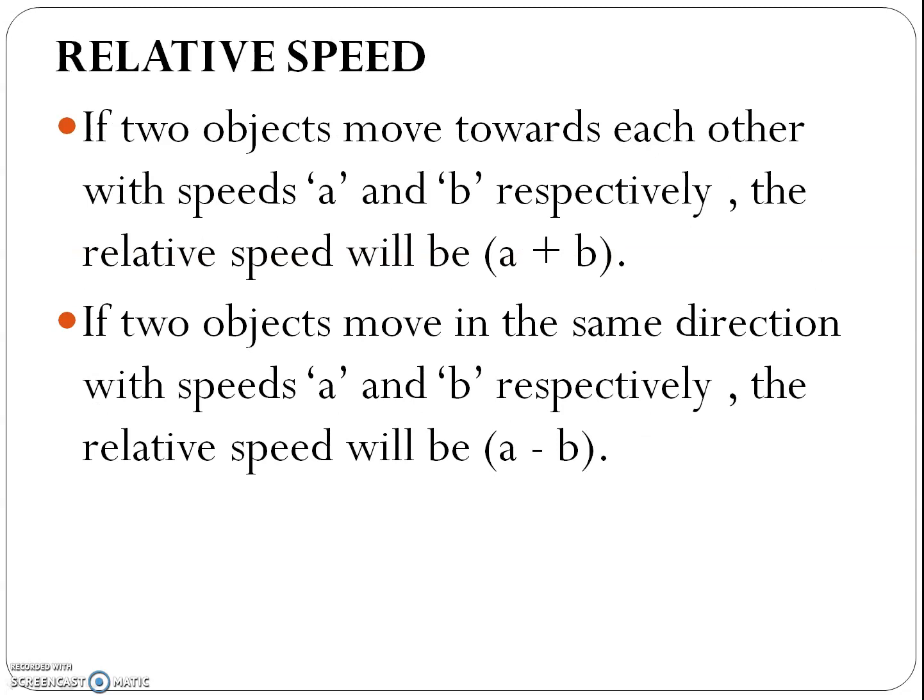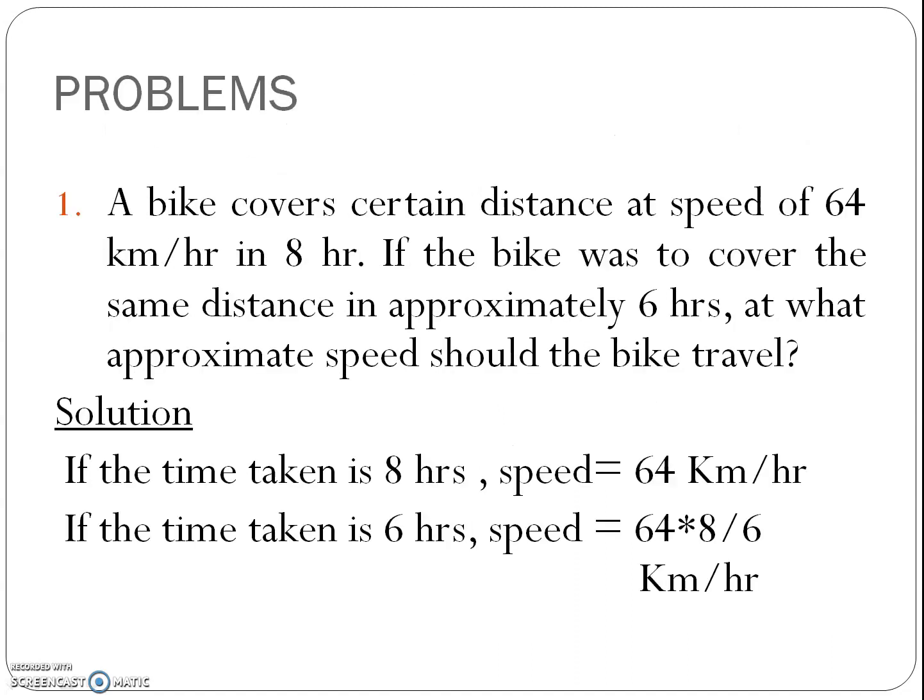Relative speed. If two objects move towards each other with the speeds a and b respectively, then the relative speed will be a plus b. And if the two objects move in the same direction with the speeds a and b respectively, then the relative speed will be a minus b. Now we'll discuss some problems.